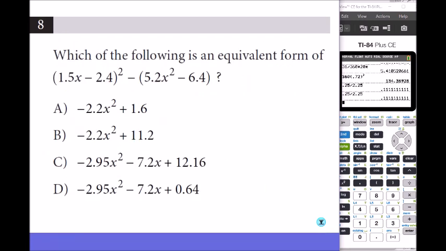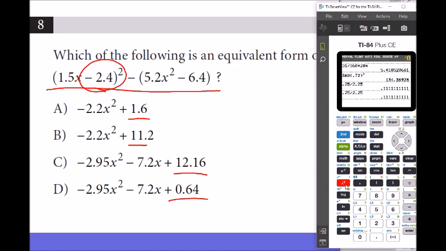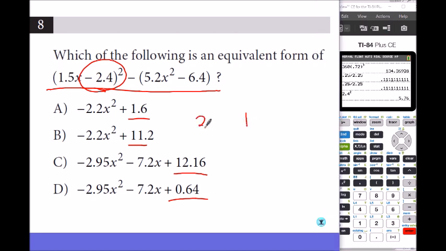Number 8. Which of the following is an equivalent form of the expression? So what we can do, as you can see, the last term is all different. So if we can just find the last constant term, then we can find the answer. So here, the constant will be just this number squared. So it's 2.4 squared. Even though it's negative, when you square it, it becomes positive. And here it's just minus that number, so it's 2.4 squared minus that number, right? There's no square, so you're adding 6.4.